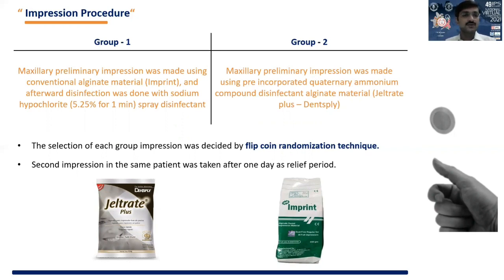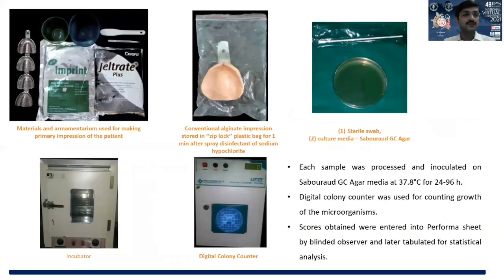The selection of each group for impression was decided by the flip coin randomization technique, and the second impression in the same patient was taken after 1 day as a relief period. In the first image, you can see the armamentarium. For the impression, the manufacturer's instructions were followed, the tray selection was done properly, and the impression was made. The conventional alginate impression was stored in a Ziploc plastic bag for 1 minute after the spray disinfectant of sodium hypochlorite. In the third image, you can see the sterile swab and culture media.